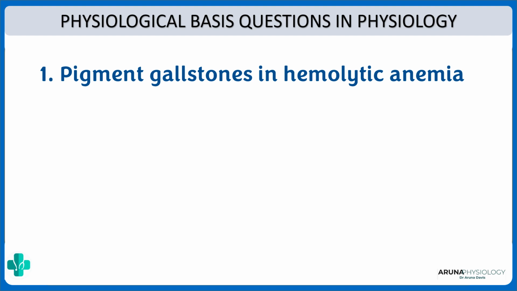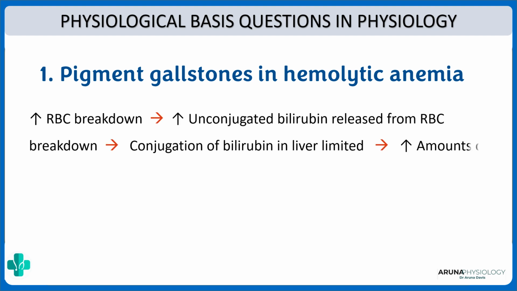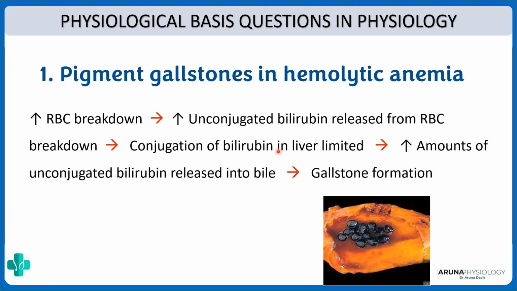So we know that in hemolytic conditions like hereditary spherocytosis there can be pigment gallstones present. Why is it so? Well, it's because whenever there's an increased RBC breakdown, there is increased unconjugated bilirubin released from the RBC. And moreover, the conjugation of the liver is limited. The liver may not be able to conjugate all the bilirubin that is coming to it. So there will be increased amount of unconjugated bilirubin also released into the bile, which can lead to gallstone formation. So basically here the pathology is increased RBC breakdown leading into more release of bilirubin.